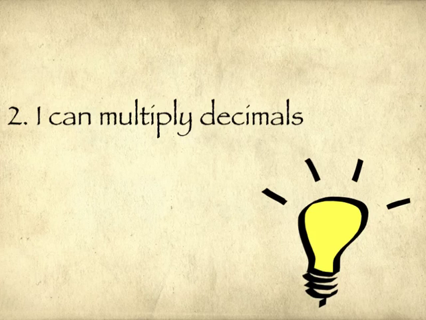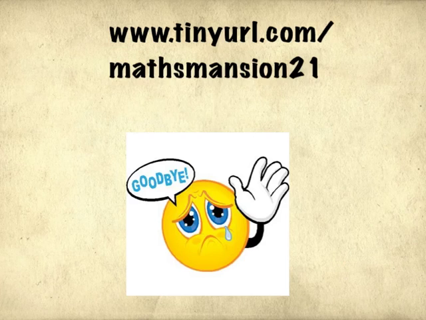And the last part of our lesson today, we're going to start talking about how to multiply decimals. And for that, I'm going to send you over to Maths Mansion. So it's www.tinyurl.com/maths with an S, mansion21. Head there. That will take you through how to multiply decimals, and then you'll be able to fill in the answer for the second review question.